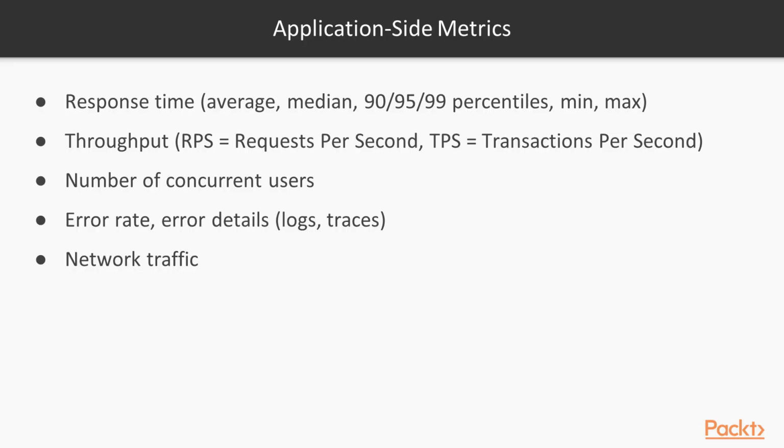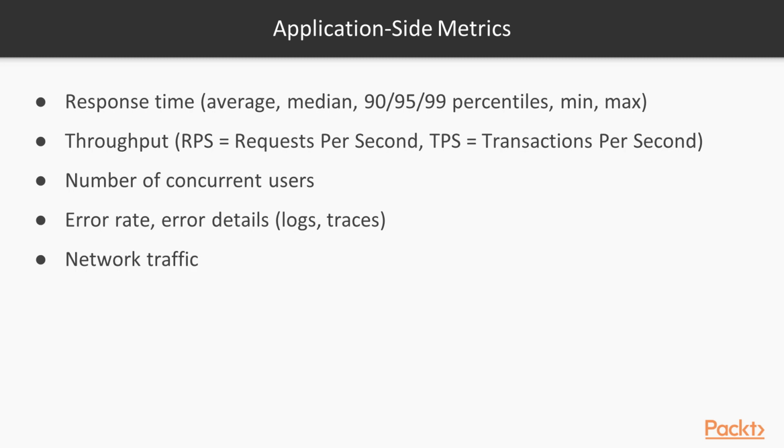As we talked before, there are several types of metrics which we need to fetch and analyze while running performance tests. First type is application side metrics. There is response time, like average, median, percentiles, minimum, maximum. Throughput, that is the number of requests or transactions per second or per minute. Also the number of concurrent users, or in the context of JMeter, the number of active threads. After that, error rate and error details.